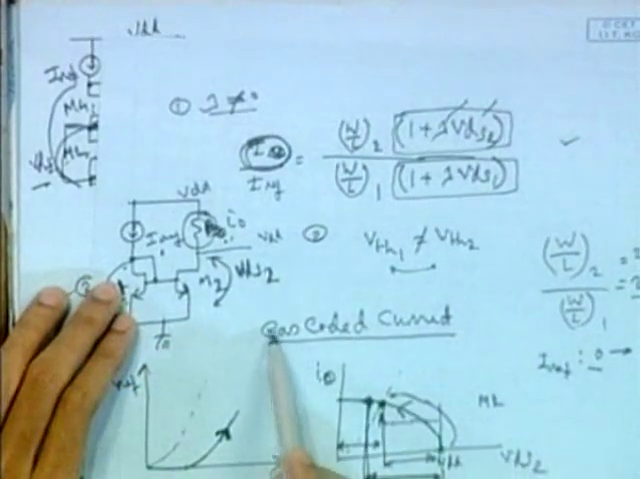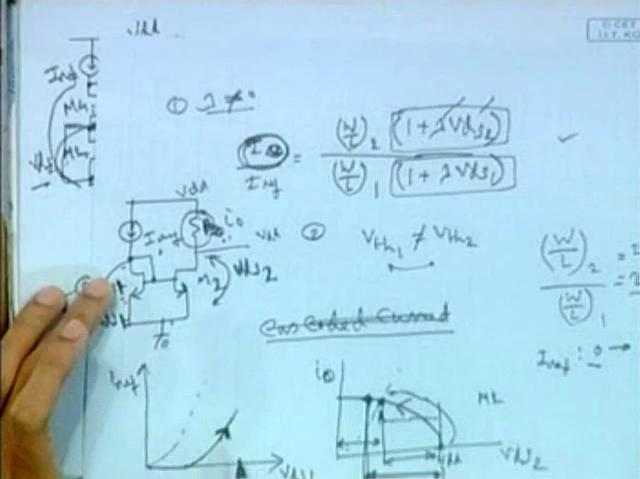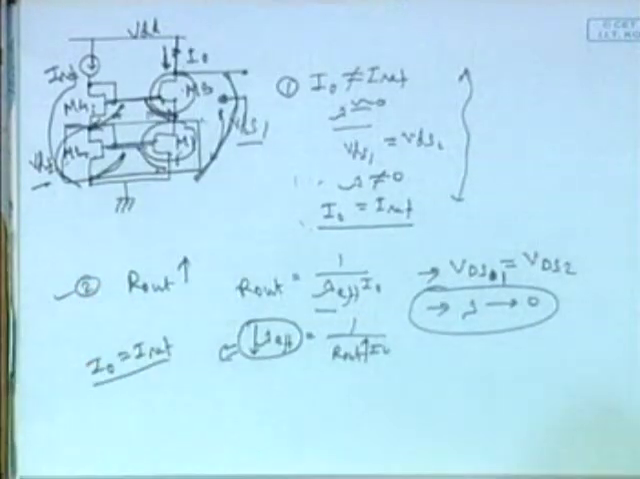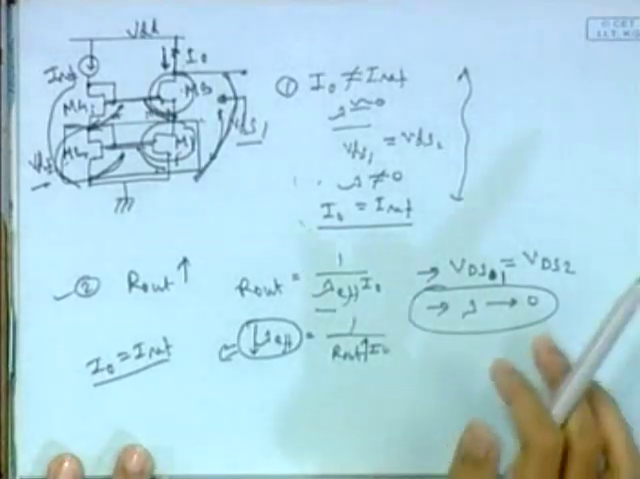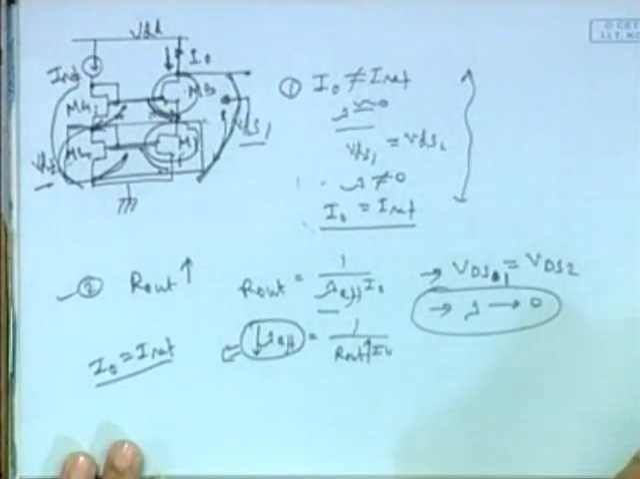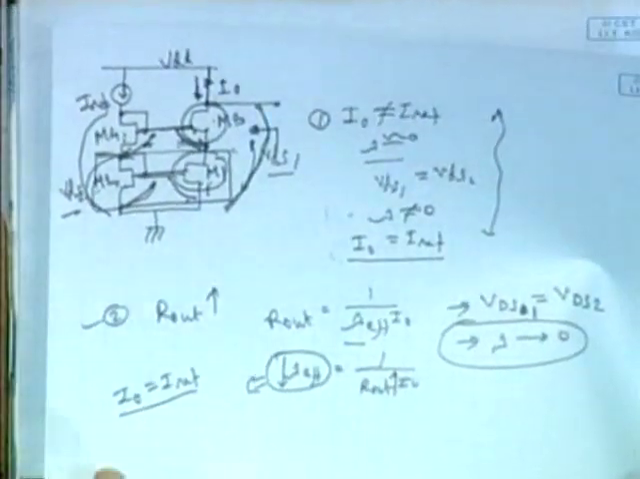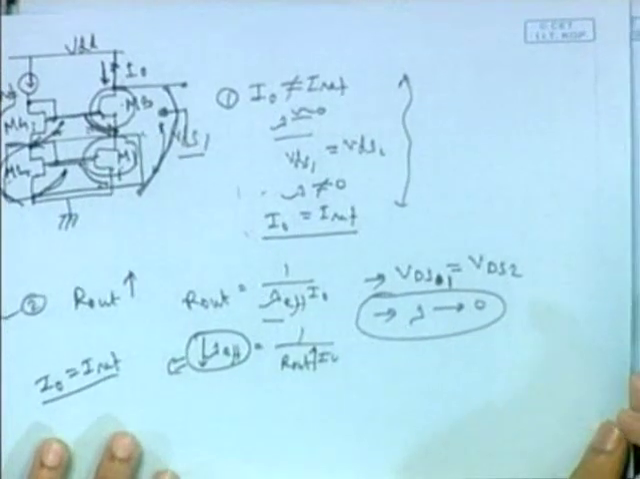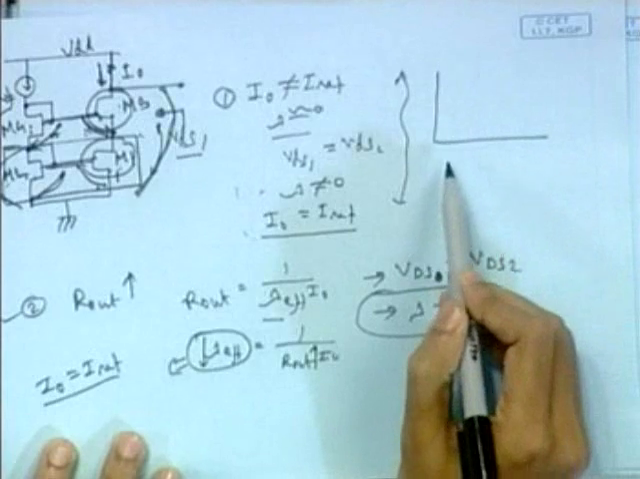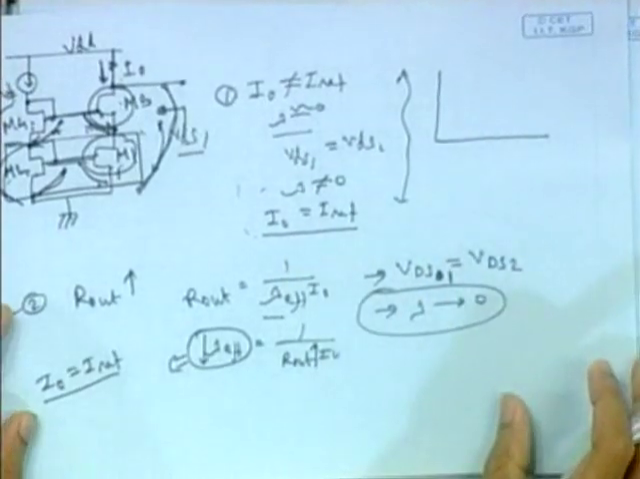This is for the simplest current mirror, M1 and M2. Well, for the cascode one, things are a little bit complicated in the sense that there are so many things, because you see here, I will draw all. Okay, I will draw in a phase space.